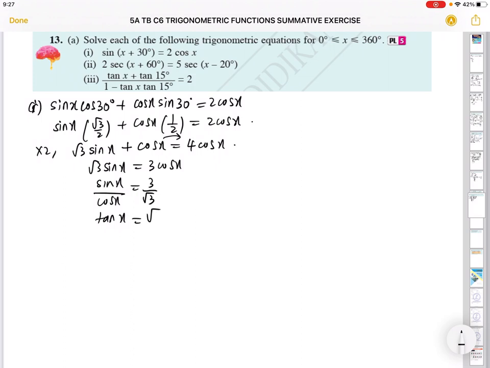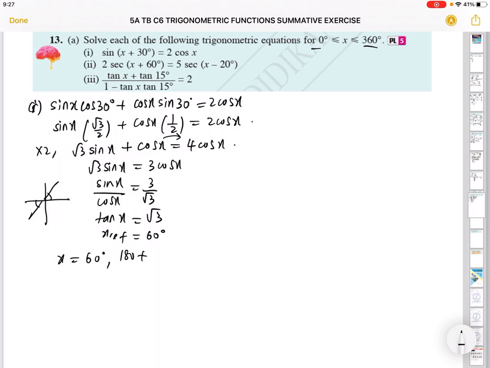Now, since x is between 0 and 180, we know tangent is positive in quadrants 1 and 3. First answer is 60. Second answer is 180 plus 60, which gives us 240. Okay, now part B I'll have to do below here, right?